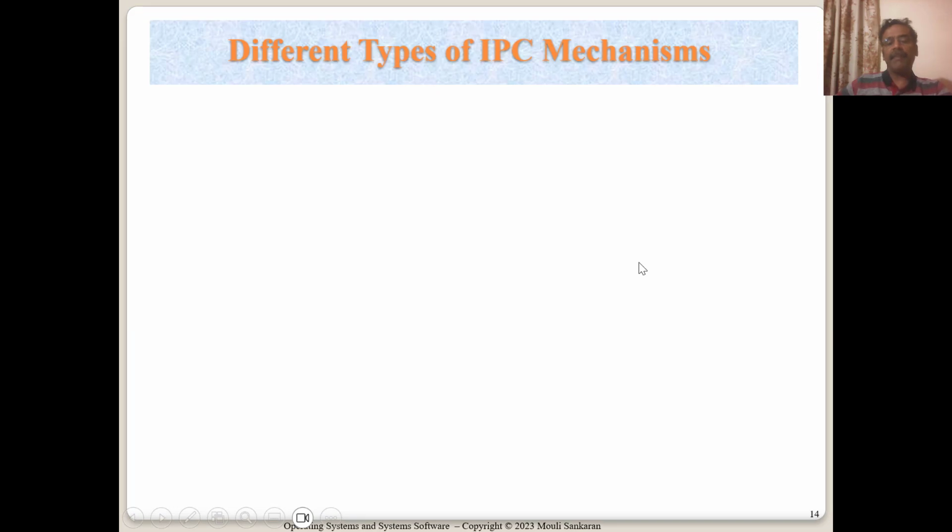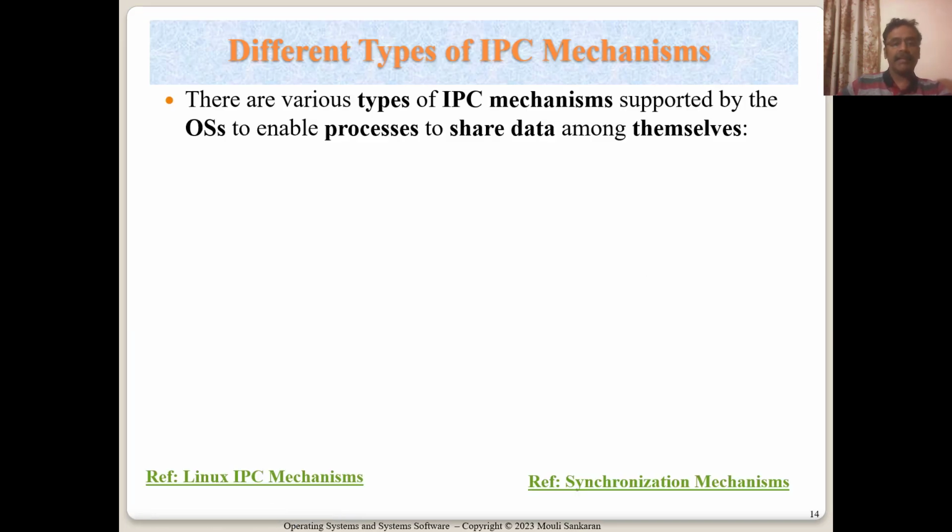Now, what are the different IPC mechanisms? Interprocess communication mechanisms. These are various types of IPC mechanisms supported by the OS to enable processes to share data among themselves, because naturally they are all defined to be independent and they are expected to be protected against each other. In case you want to relax a situation wherein multiple cooperating processes need to share some part of the data, not everything, then we need to get the support of the OS. That is the job of the IPC mechanisms provided by the OS.